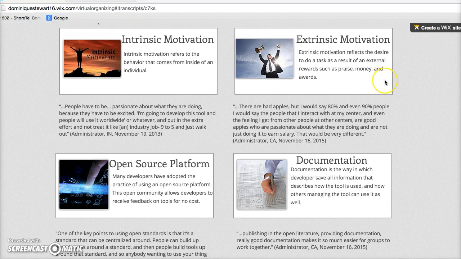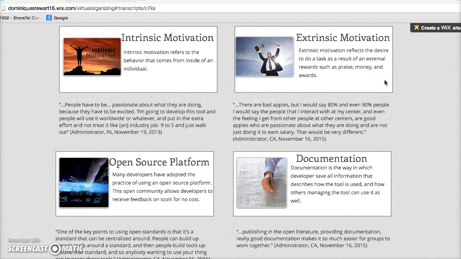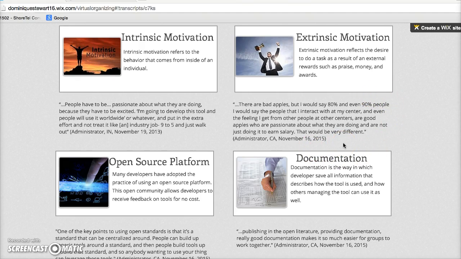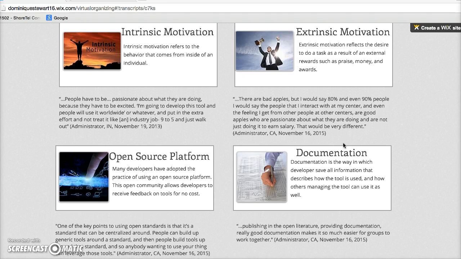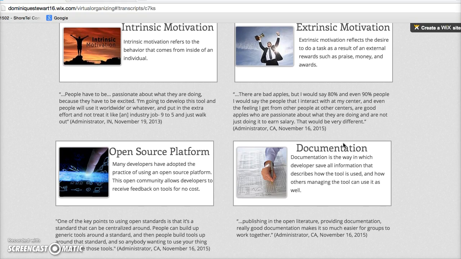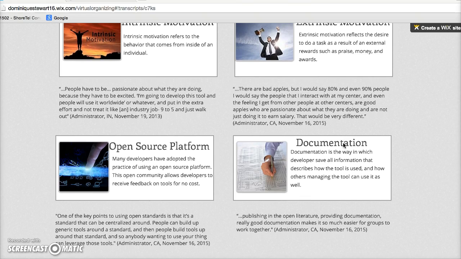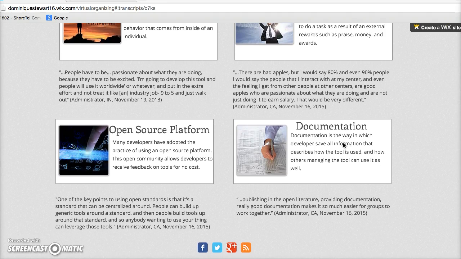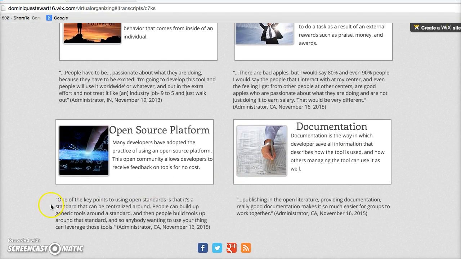Now, for extrinsic motivation. There are bad apples, but I would say 80% and even 90% of people, I would say the people that I interact with at my center, and even the feeling I get from other people at other centers are good apples who are passionate about what they are doing and not just doing it to earn a salary. That would be very different. Extrinsic motivation reflects the desire to do a task for an external reward. These usually consist of praise, money, and recognitional awards. Let's talk about open source.